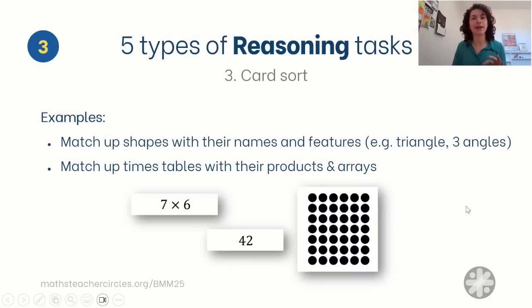The third type of reasoning task is a card sort. It involves getting different representations of a concept and turning them into cards.